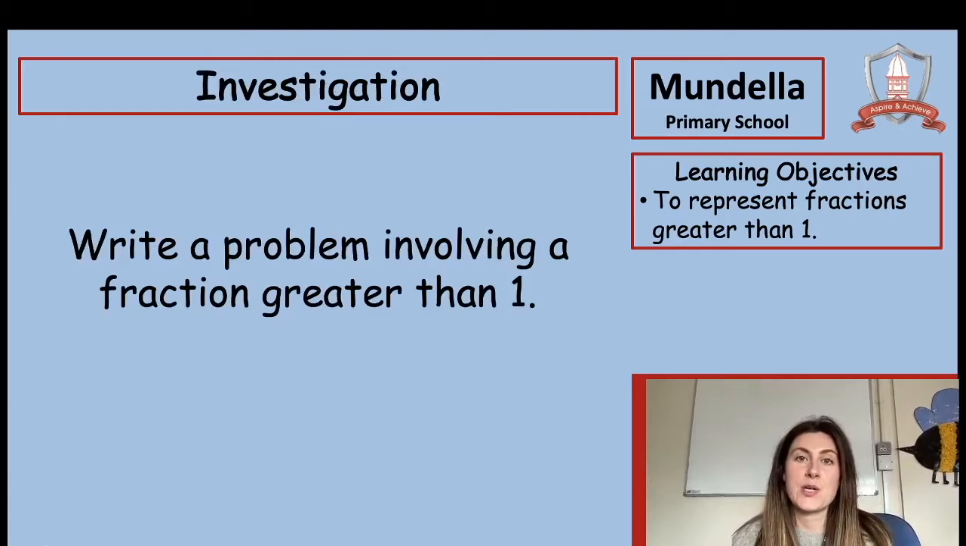If you'd like to take your learning further, I'd like you to write a problem involving a fraction greater than 1. Maybe you could share it with somebody at home or bring it into school next time you're in to show us.